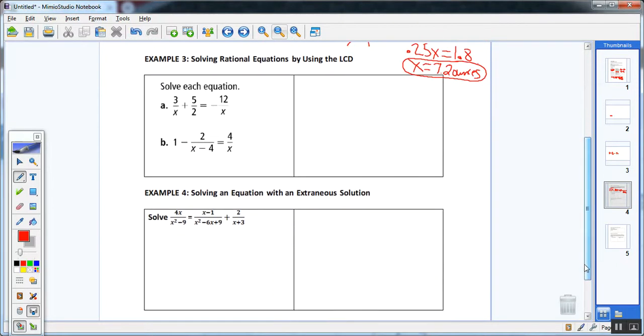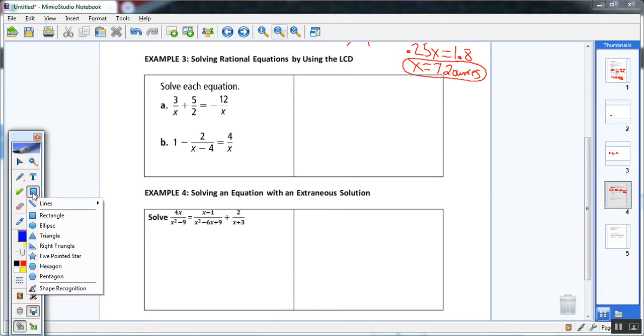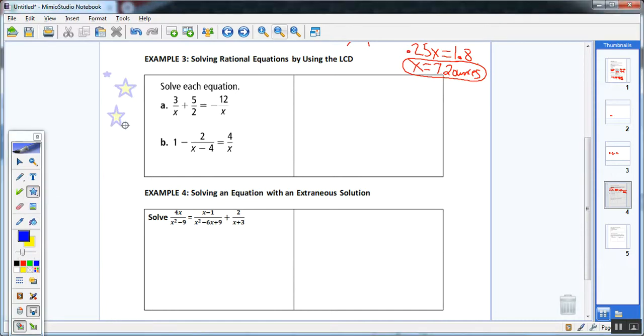Example 3, this is where I start to have concerns. Okay? This is where I start to have concerns. So I think that you should put a star by example 3. Okay? Ready for this one?